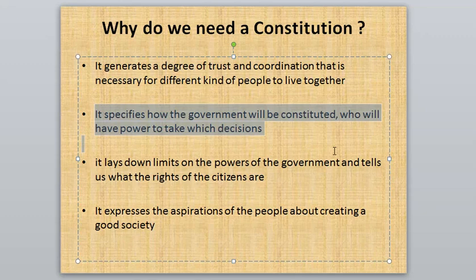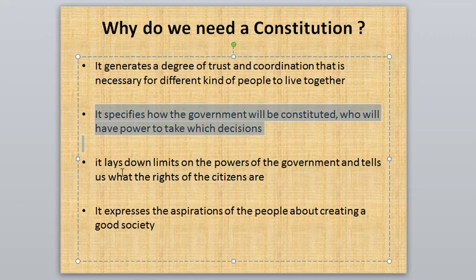So it specifies how the government will be constituted, government kaise banegi, with elections and majority party rule, and who will come to power and who will take the decisions. So that is what is written in our constitution.